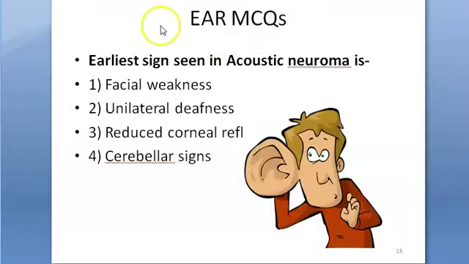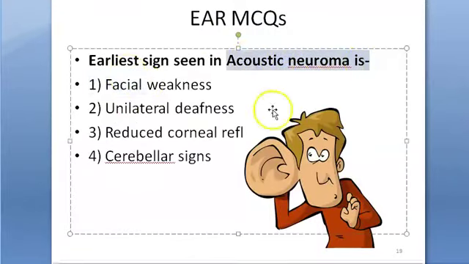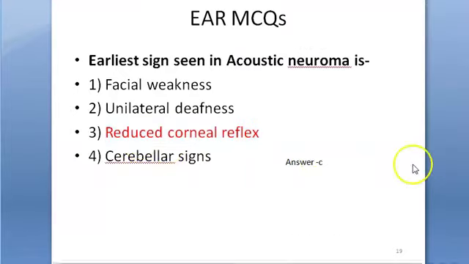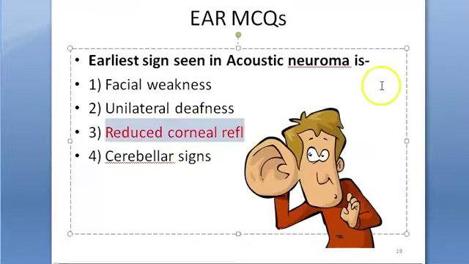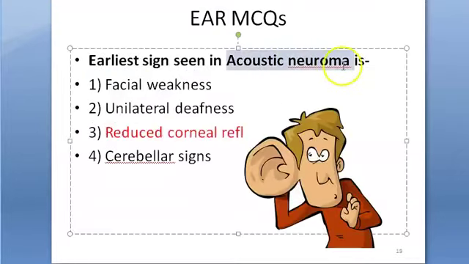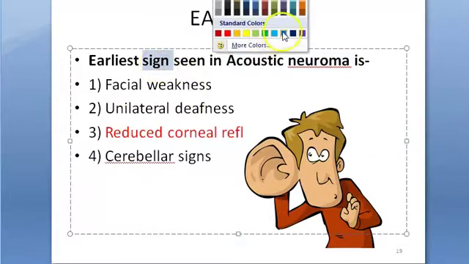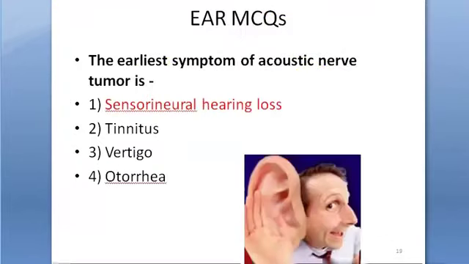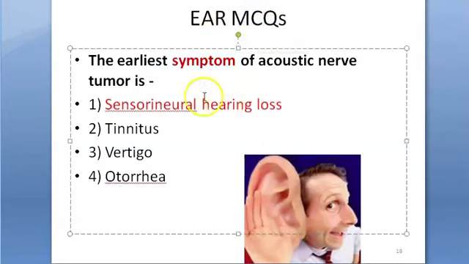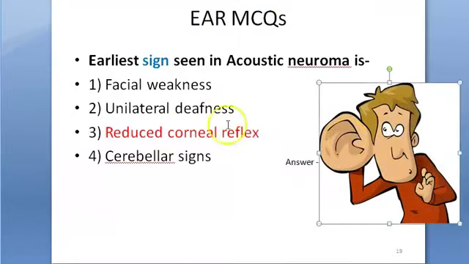Let's move on. Earliest sign seen in acoustic neuroma is, isn't this the same type of question? Reduced corneal reflex. Didn't they talk about the earliest symptom? Acoustic nerve tumor. This one they are saying acoustic neuroma. Okay, here the catch is sign. Here they are saying the earliest sign. Sign is something that a doctor catches, right? What about this? This is a symptom. Symptom is what the patient presents with. So he will come with what? Sensorineural hearing loss. What will you find? You will find reduced corneal reflex.